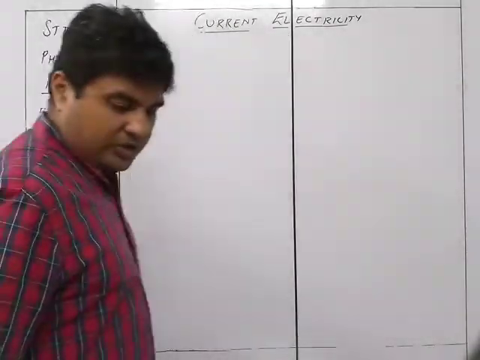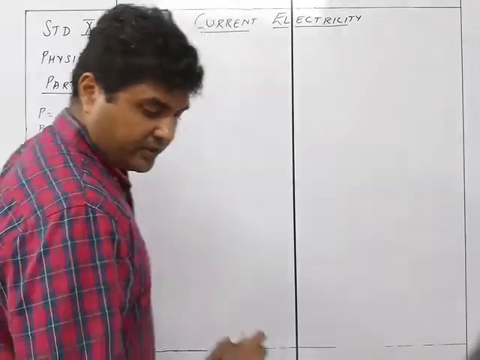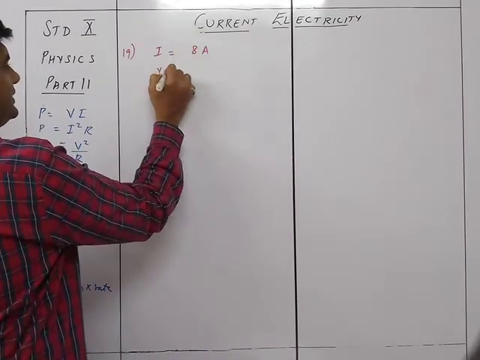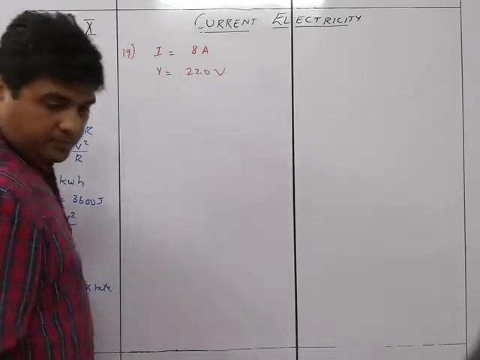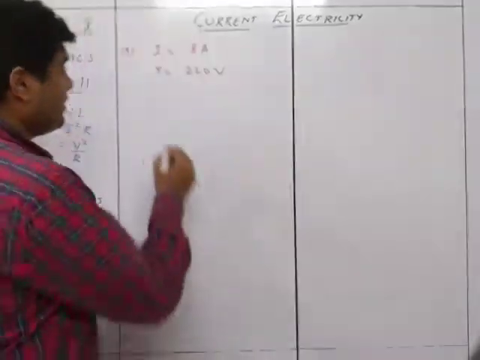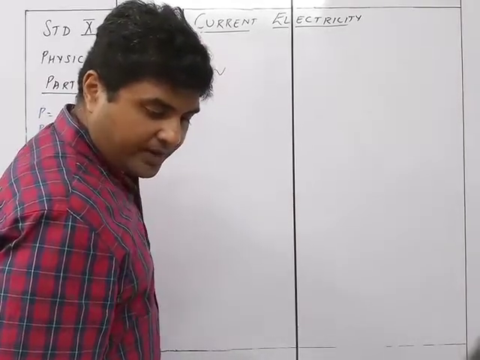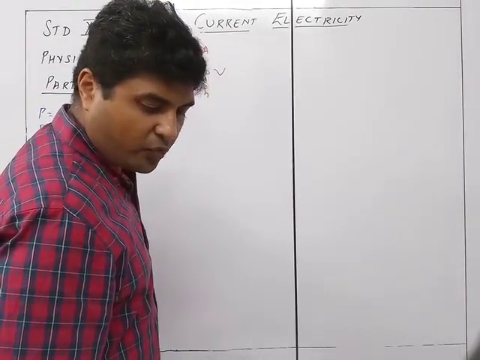An electric toaster draws a current of 8 amperes in a circuit of voltage 220 volts. So I is equal to 8 ampere. Voltage is equal to 220 volts. Used for 2 hours, so time is equal to 2 hours. Find the cost of operating the toaster if the cost of the energy is 4 rupees 50 paisa per unit.